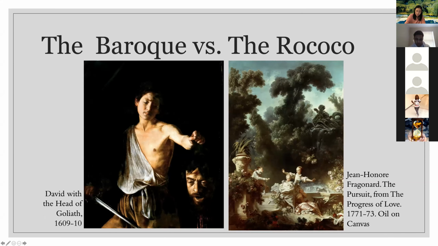Let's see the paintings. The left one is the Baroque style painting by Caravaggio, and the right one is the Rococo style painting. These two paintings both use deep contrast of lighting, but seem very different. What's the difference between these two paintings? The Rococo looks more like a peaceful setting, and the other one looks like a bad setting. Yes, exactly. Very good.